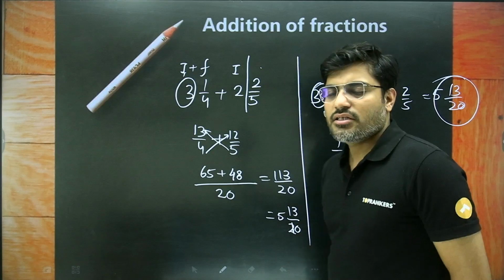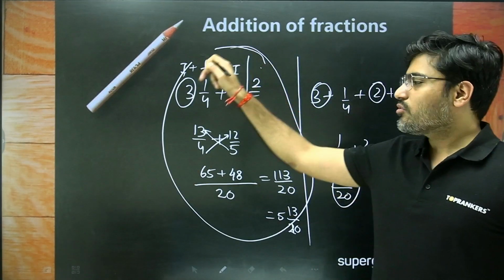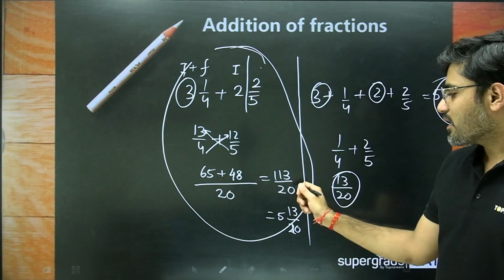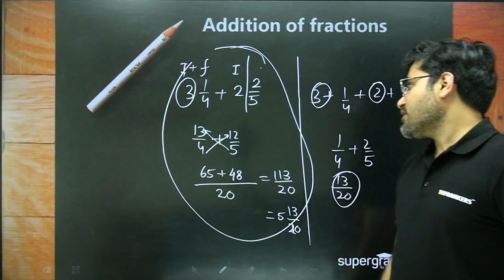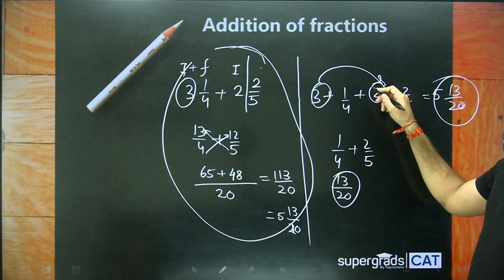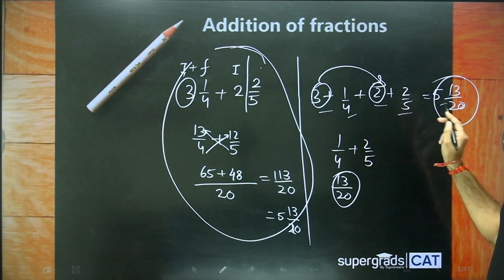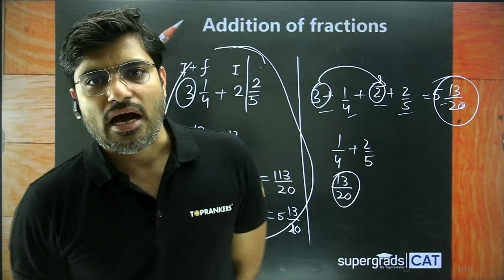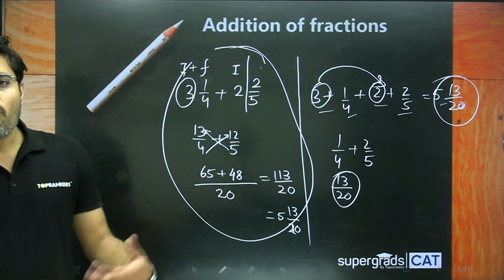Is that clear? So rather than going with this procedure, first converting mixed to improper, then converting improper back to mixed, and on top of that the multiplication can also be tedious, instead of that we can add integer to integer, which will give me the integer, and add fraction to fraction, which will give me the fractional part, and we can club them and write the answer. Is that clear? We are getting the same answer. More practice.